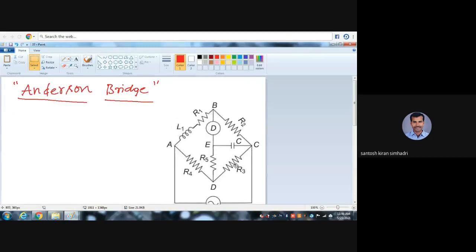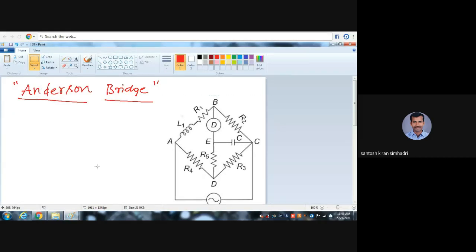This is the circuit diagram of the Anderson bridge. Here there are four arms. This is arm one, this is arm two, and this is arm three. One more important thing is that arm 4 is again categorized into three parts, because this arm 4 has parallel and series connections between R5 and C. This looks like a delta connection.